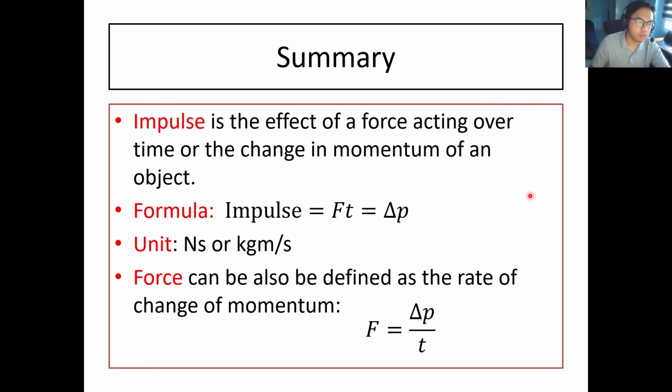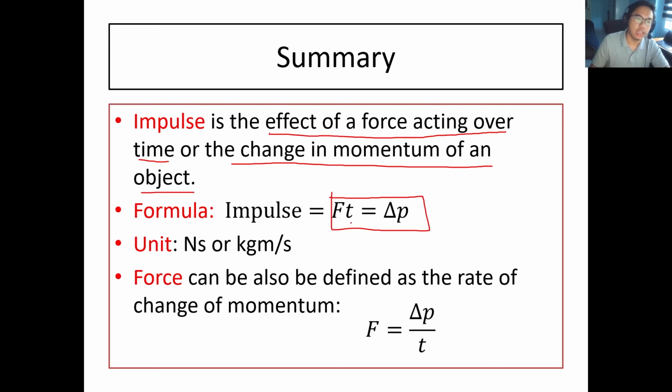So to close this lesson, let me summarize the things that we went through. We talked about impulse. What does it mean? Impulse is the effect of a force acting over time. And when you have impulse, what normally happens is that there is a change in momentum of an object. That is also a definition of impulse. And from those two definitions, we know that the equation for impulse is Ft is equal to change in momentum.